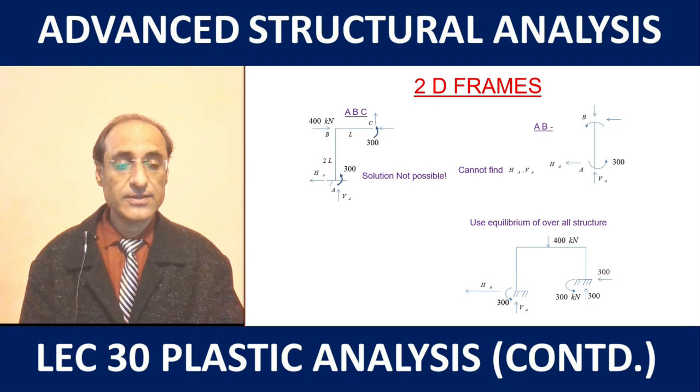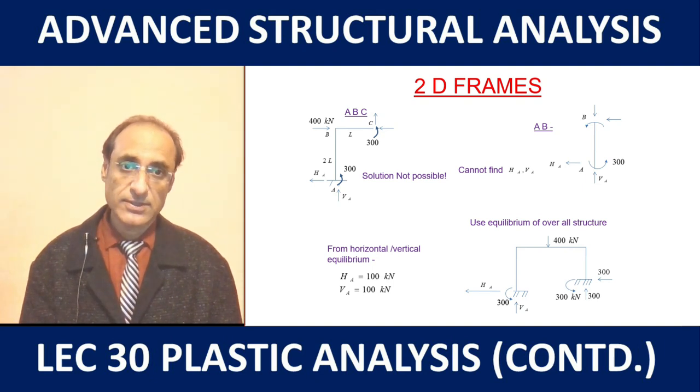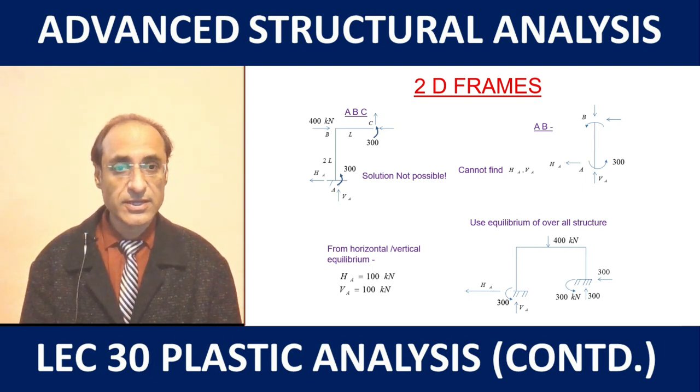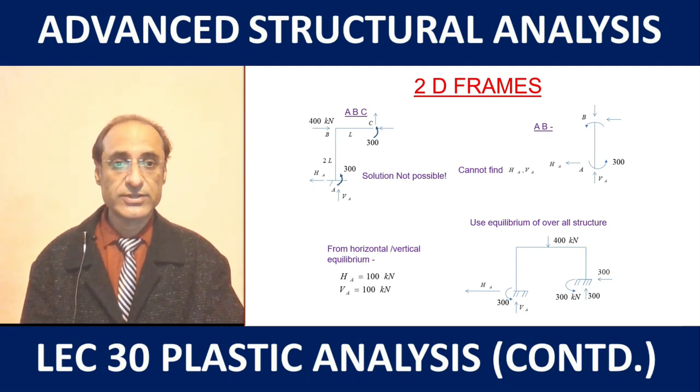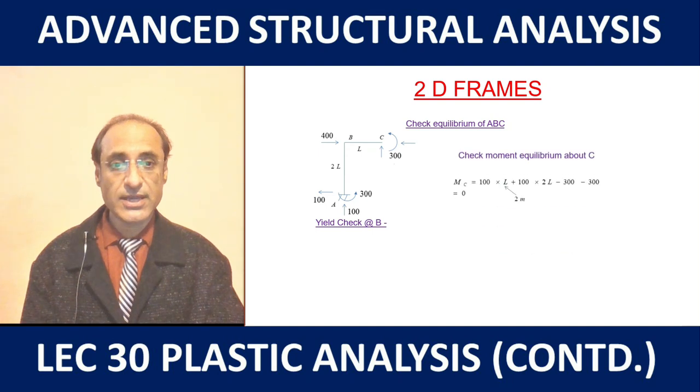Now we consider the equilibrium of the entire structure as a whole, and we get the values of HA and VA. So far we have used the entire structure and we have also used the right part. Now, with this information, let's check the equilibrium of the left part alone. So that's what we are now going to do. We have the left part now, and for this part we can do its equilibrium check.